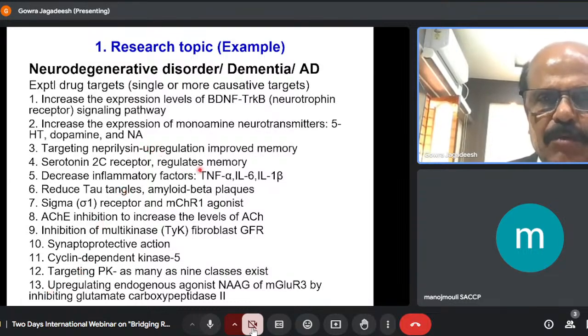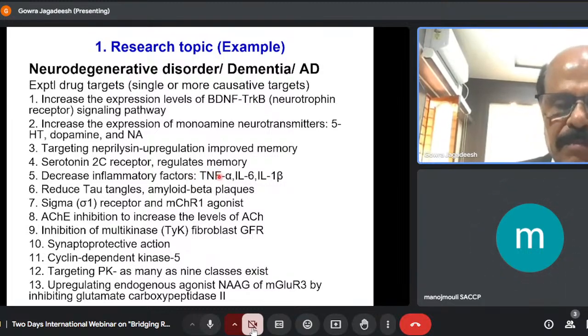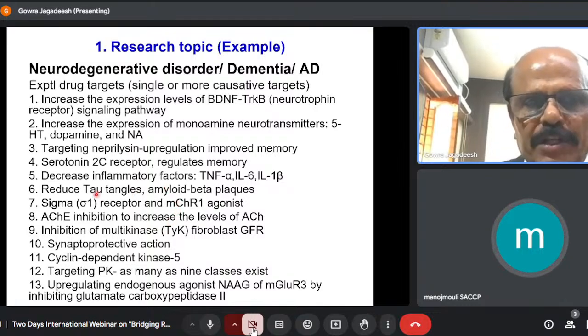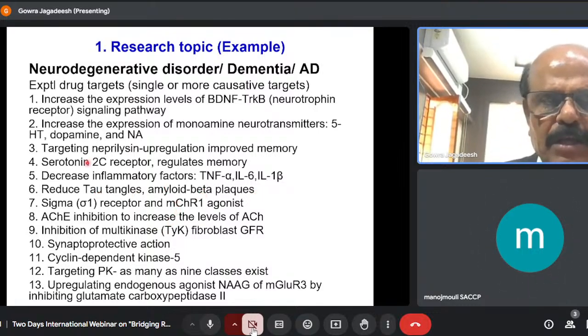For example, some labs are working on how an increase in inflammatory mediators like TNF alpha, interleukin 6 and 1 beta can contribute to the symptoms of Alzheimer's disease or other neurodegenerative disorders. Some people are working on muscarinic receptors or acetylcholine inhibition, some on increasing dopamine levels. There are a lot of others working on tau proteins, tau tangles, amyloid beta plaque. So a lot of labs are working on different targets.